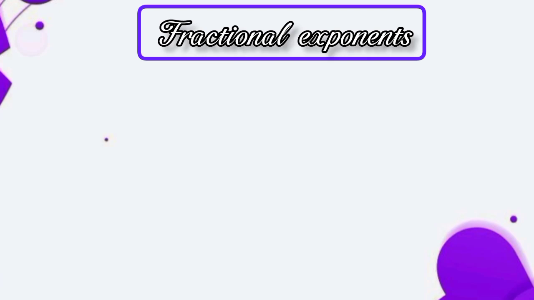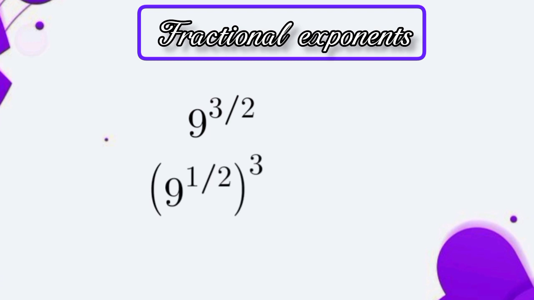In today's video, we are going to learn how to simplify fractional exponents. So let's say you have 9 to the power 3 over 2. Now the best way to solve this is to separate the fraction, which is 3 over 2. So when we do that, we have 9 to the power 1 over 2, all raised to the third power.